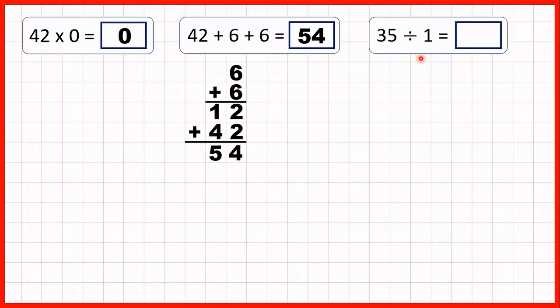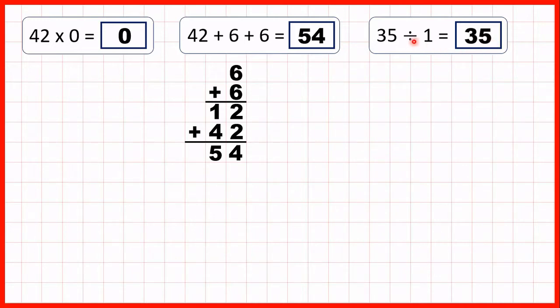Now 35 divided by 1. Now this is similar to times 0. You've just got to remember that any number divided by 1 is just that number. So 35 divided by 1 is 35.